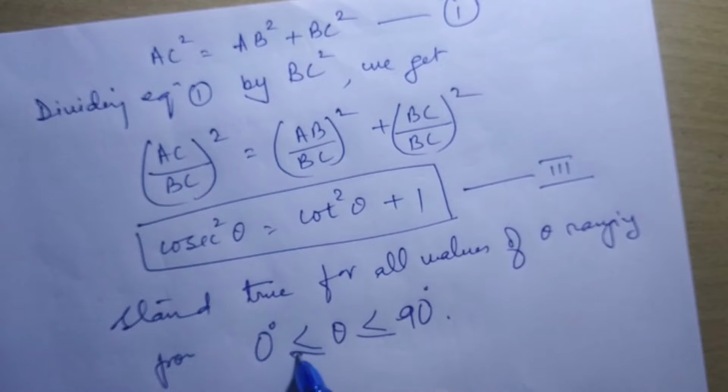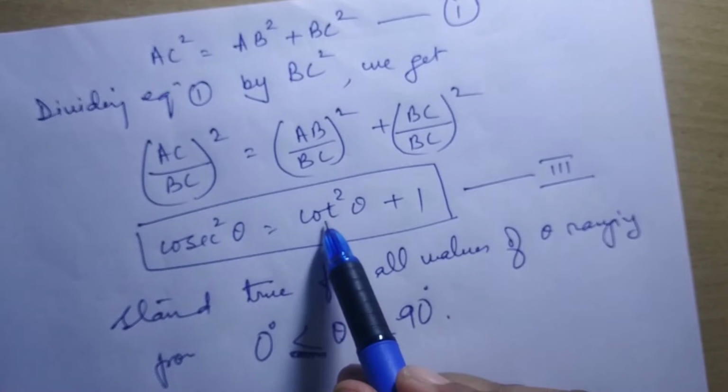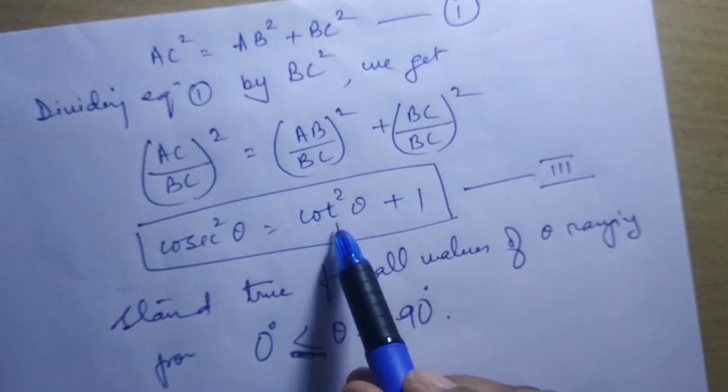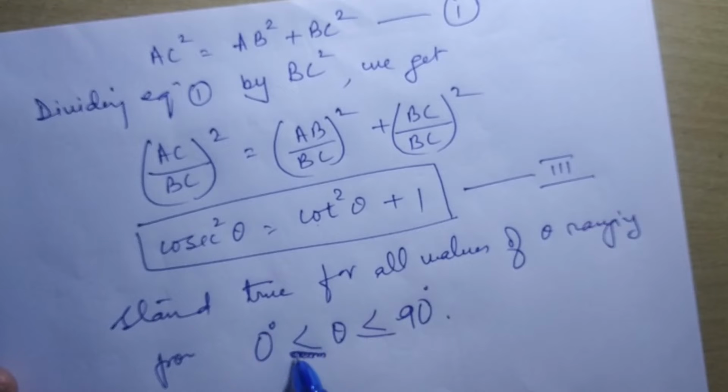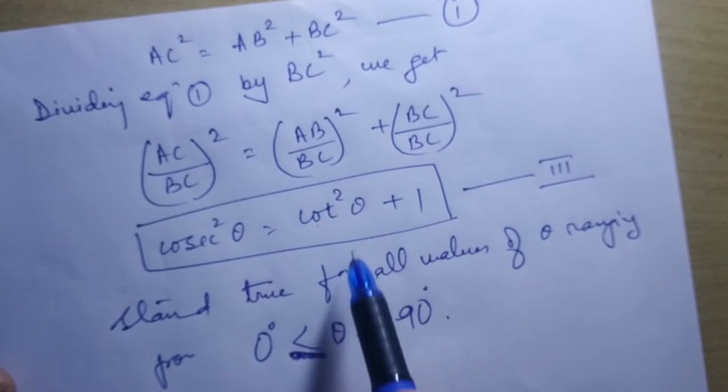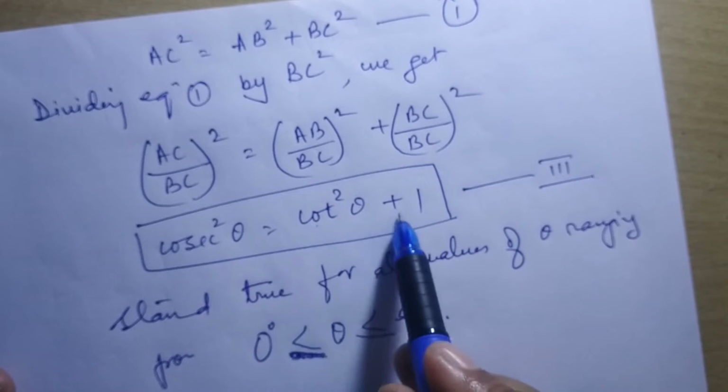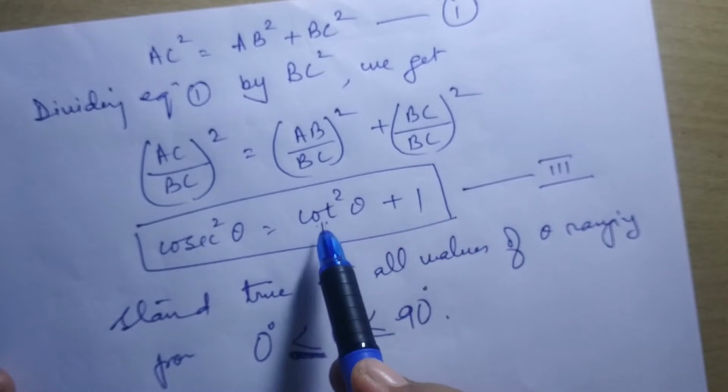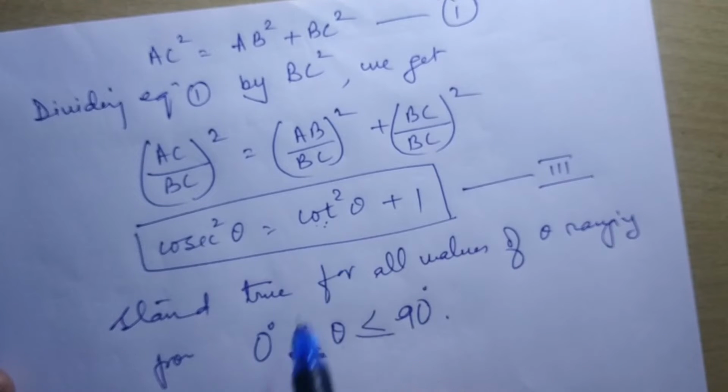Here, one more thing. I think I have made a mistake over here. It is not theta greater than or equal to 0, because here we have cot theta, and cot 0 is not defined. So I have to remove this equal to sign over here. So theta is greater than 0, less than or equal to 90 degree. Why? For this third identity we have cot theta and cot 0 is not defined.